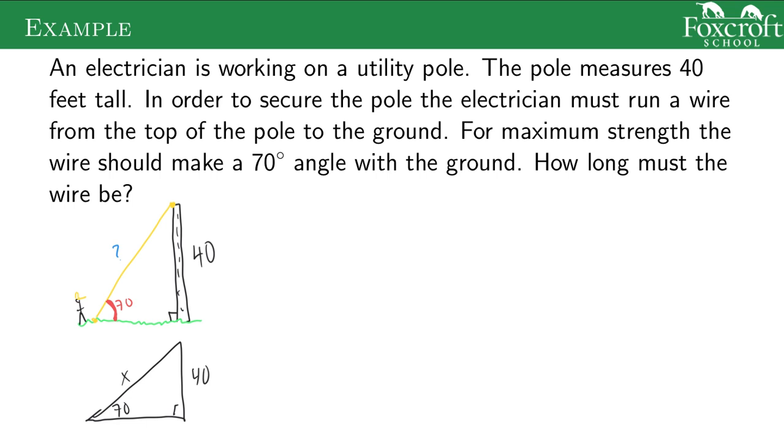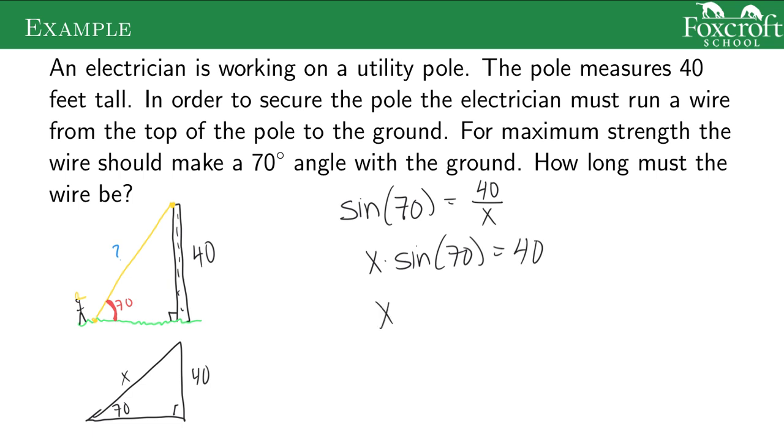All right, so we have the angle 70. We have the opposite side and the hypotenuse, so we're going to use sine. So sine of that 70-degree angle is the opposite side over the hypotenuse. It's just like the equations we saw in the first half of the video. Multiply by x first. Divide to get the x by itself, and then type this into a calculator.